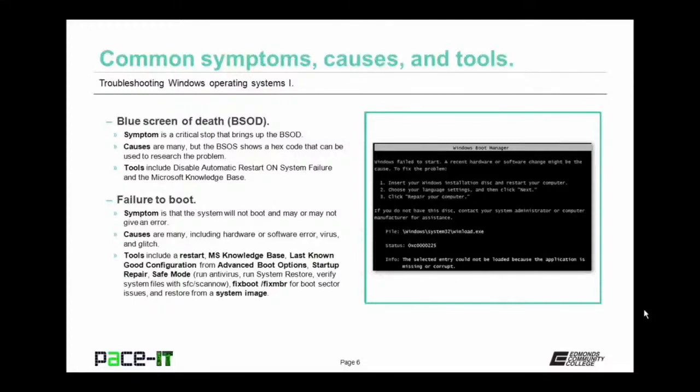Microsoft's knowledge base. You can use last known good configuration from the advanced boot options menu, or startup repair from the same menu, or safe mode from the same menu. If you do safe mode, you can run antivirus and system restore from there. You can verify system files with the system file checker scan now option. Fix boot and fix MBR can be used to fix boot sector issues. And as a last resort, you can restore from a system image.